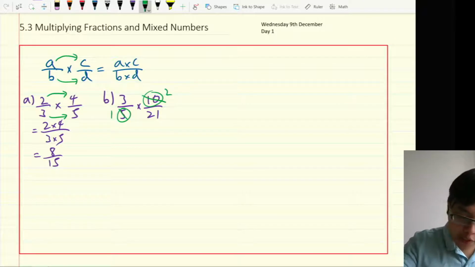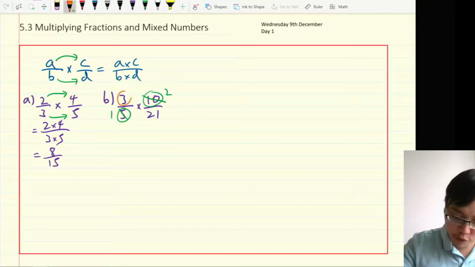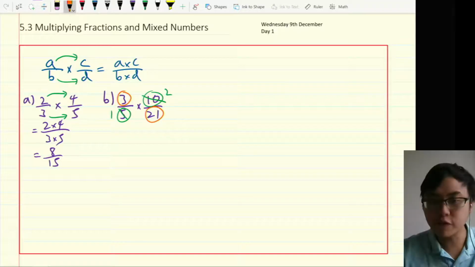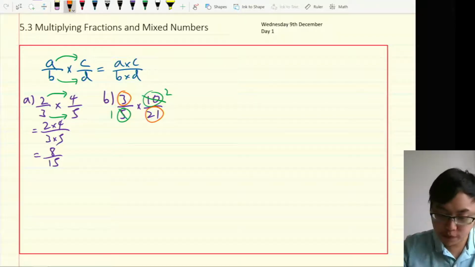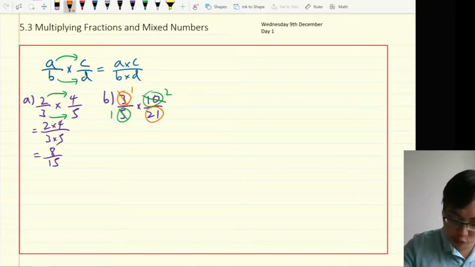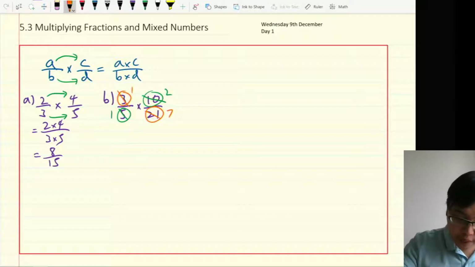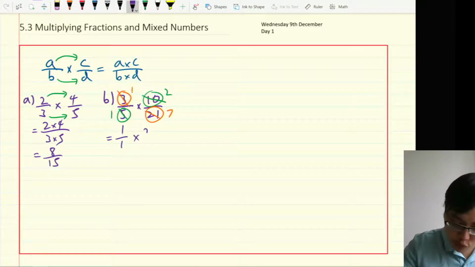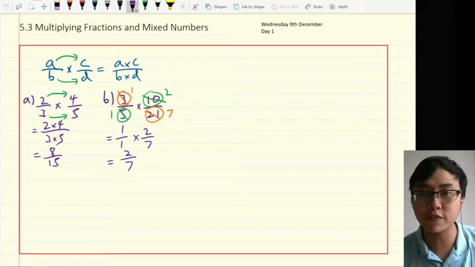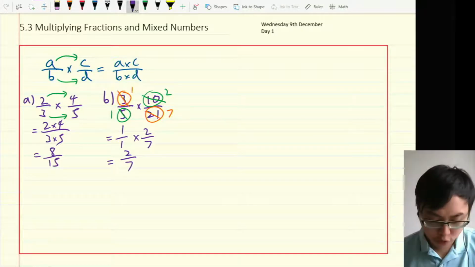And then let's look at the other numbers. 3 and 21, both of these have a common factor of 3. I can divide 3 by 3, that's 1. I can divide 21 by 3, that is 7. And so once I clean everything up, I am left with 1 over 1 multiplied by 2 over 7, which is essentially just 2 over 7. That's it.